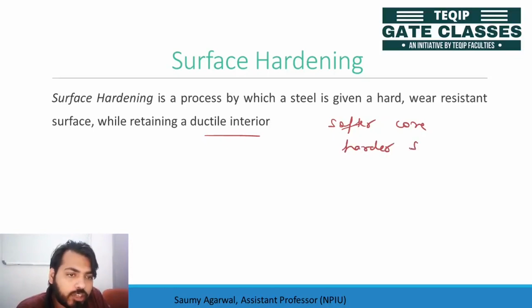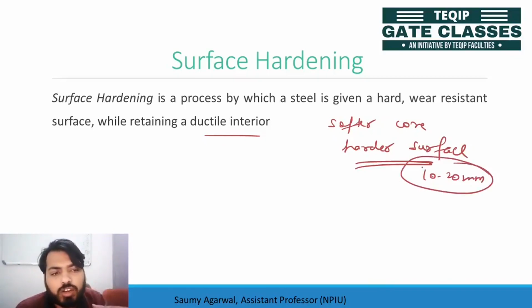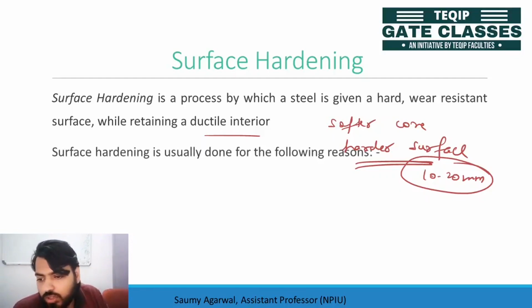Harder surface means that up to 10 to 20 mm thickness, you will get good hardness, a good wear resistant layer, and the inside core will be a bit softer. So this is just surface hardening. Unlike the quenching and normalizing processes, the surface hardening process is done to get just the hard surface layer.